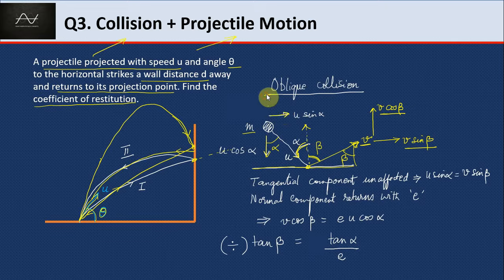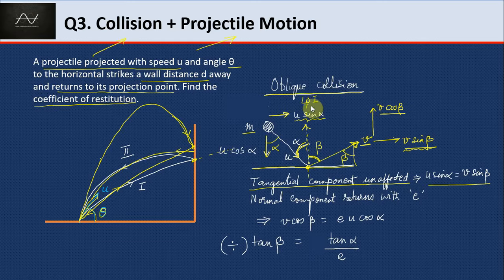In an oblique collision, the tangential component remains unchanged. That means u sine alpha will be the same as v sine beta. So that's one equation we can write. The collision only happens along the line of impact. The line of impact is a line that is perpendicular at the point of collision and perpendicular to the surface. This is LOI, line of impact. The collision happens along that.